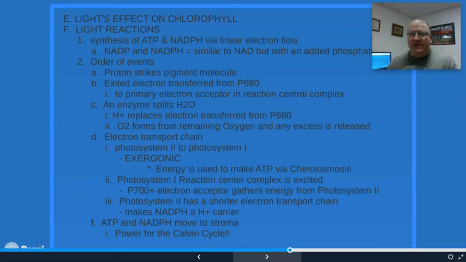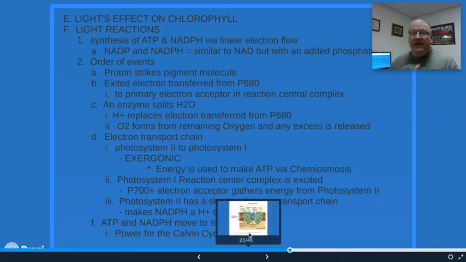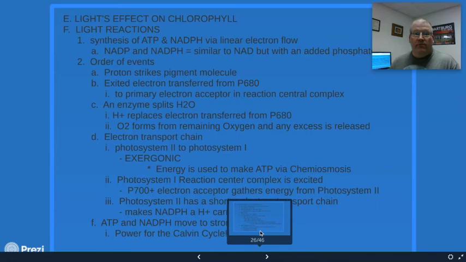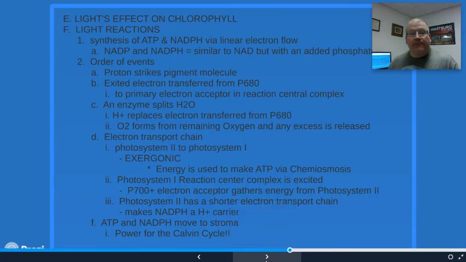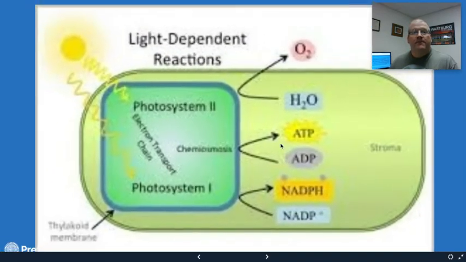We're going to synthesize some electron carriers in the form of NADPH. And we're going to use ATP and NADPH to build some glucose. But first, we've got to make our energy, and that happens in the light reactions. Okay, an overview of the light reactions.